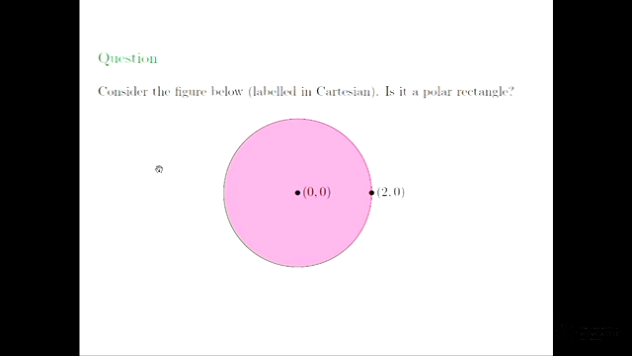All right, consider the figure below. I've labeled it in Cartesian. Is it a polar rectangle? What are the endpoints?